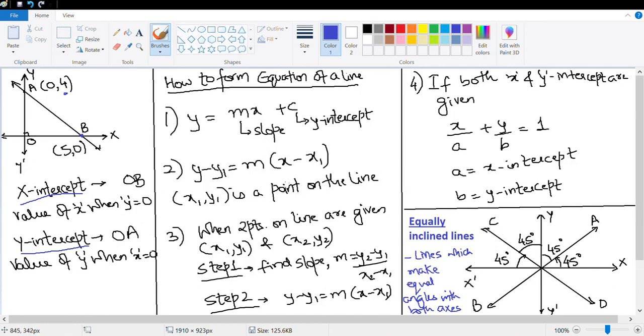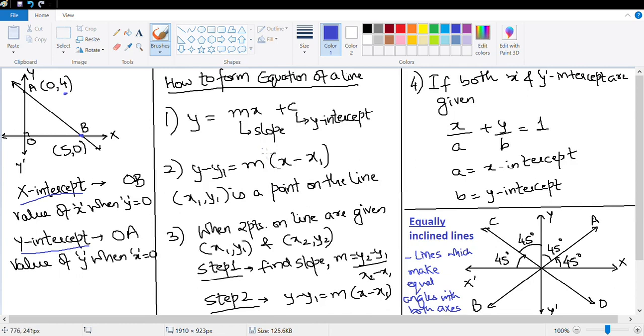Now this exercise looks at forming an equation of a line. So in the first two exercises we looked at the slope, and then we looked at what would be the coordinates of a point, what would be the slope when lines are parallel to each other, what would be the slope when two lines are perpendicular to each other. In this exercise we form equations of a line.